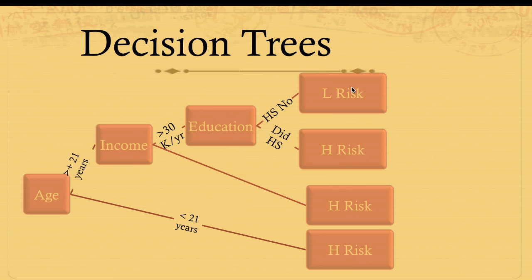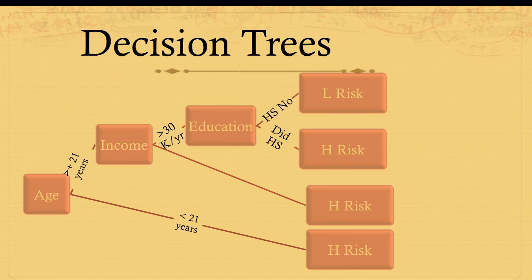An example of this would be, if we were looking at whether a person is a low risk or a high risk, the first thing we look at might be age, and if they're greater than 21 years, we would then check their income. If they're below 21 years, we might think that they're high risk. This particular decision tree might be for whether they will be compliant and follow the rules on driving on the highway, so are they a high risk or a low risk?